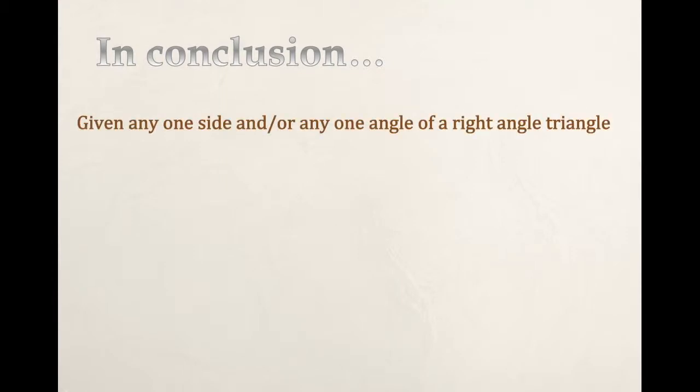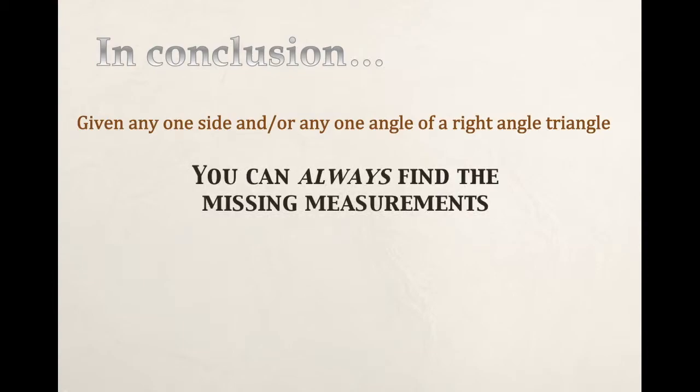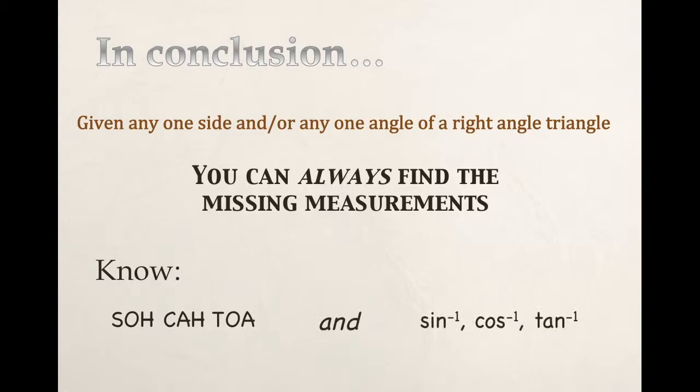So in conclusion, given any one side or any one angle of a right angle triangle, you can always find the missing measurements. And remember, the missing measurements, all the angles and all the side lengths, just by knowing SOHCAHTOA, how to use it, and the arc sine, arc cosine, arc tan.